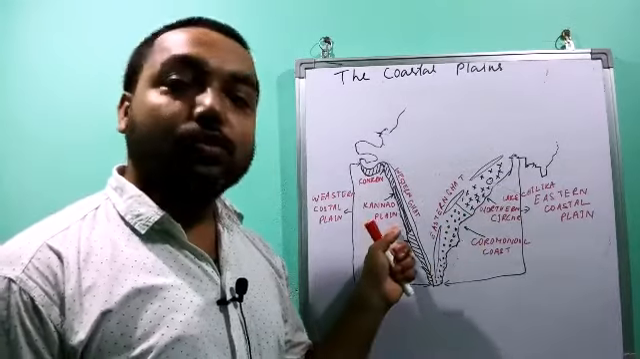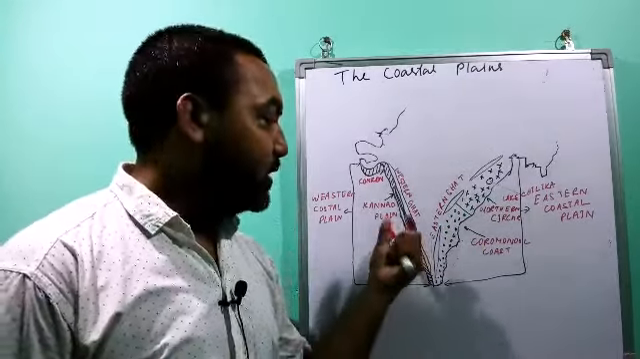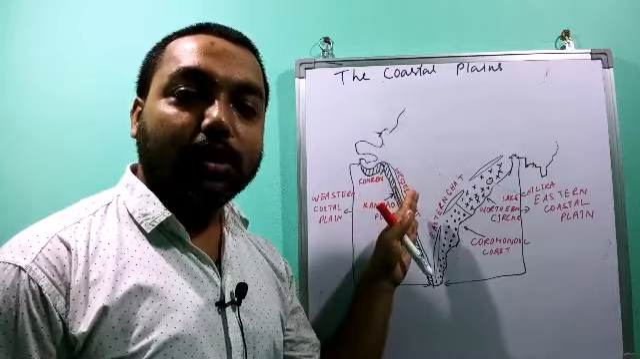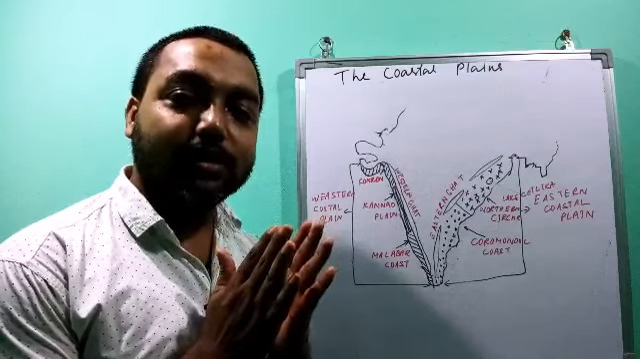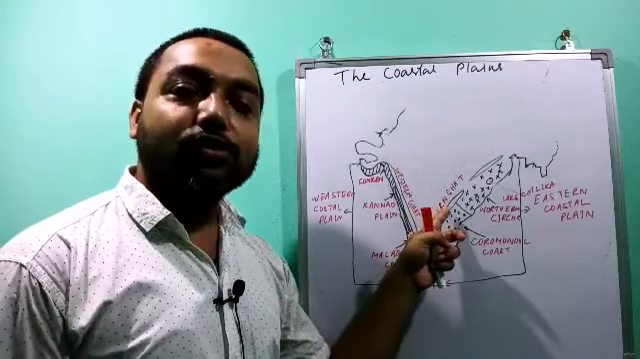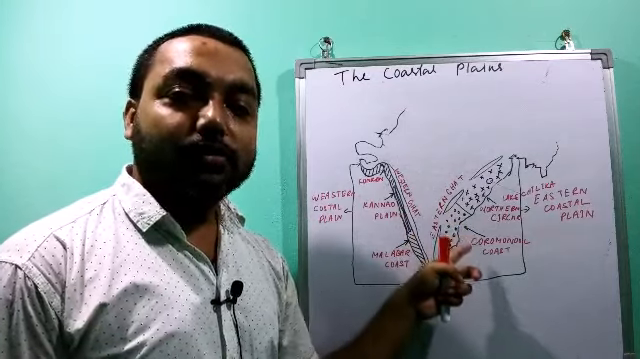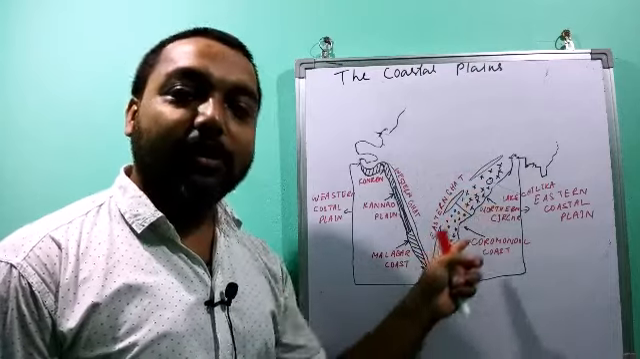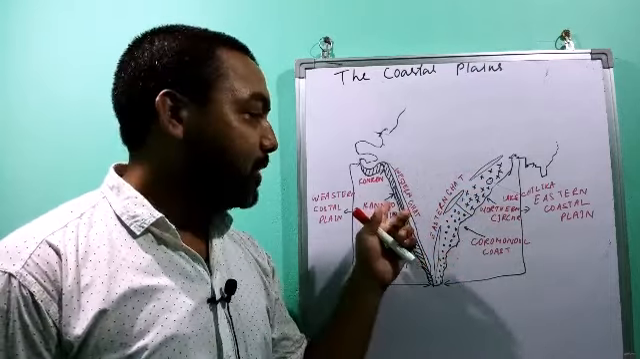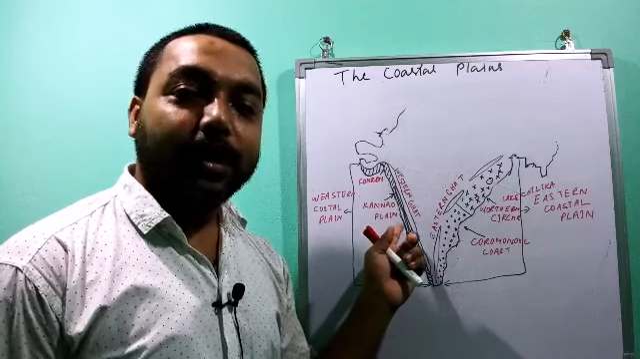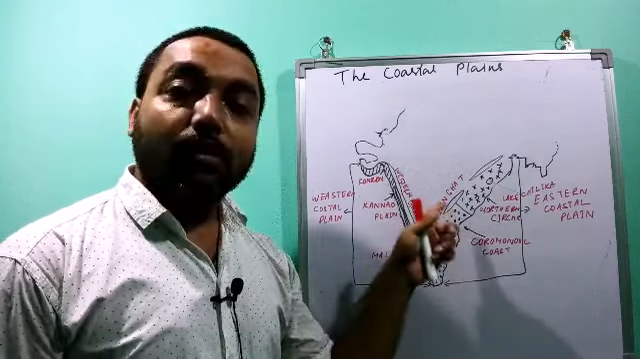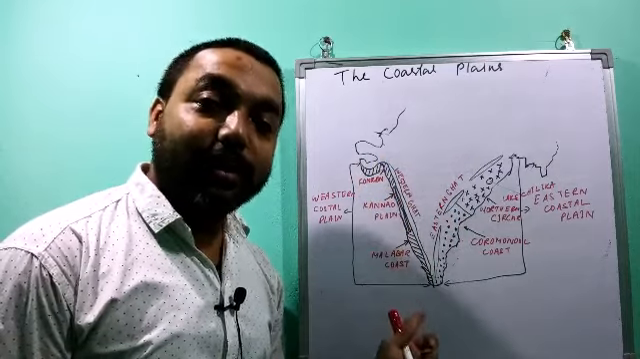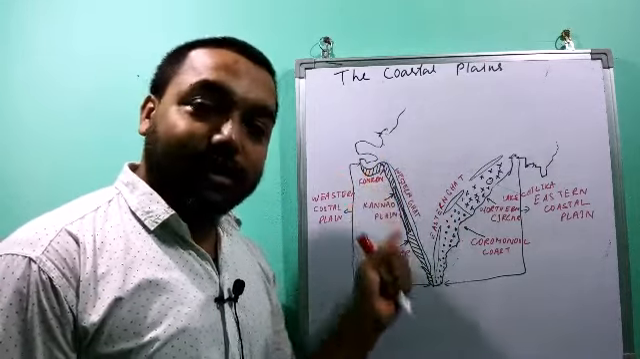This western coastal plain is very narrow. From the mountain towards the coast, the distance is very less. But the eastern coastal plain is very wide. Here there is a huge delta, but on the west there is no delta, and it is very steep. The western coastal plain has been divided into three divisions.